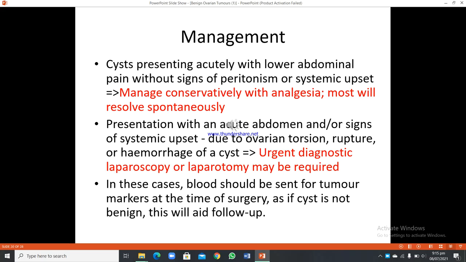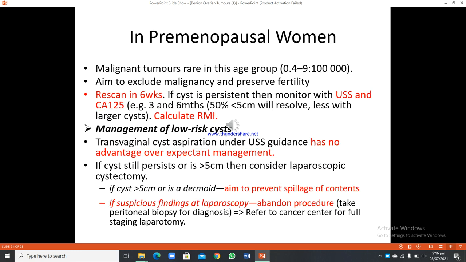Management: a cyst presenting acutely with lower abdominal pain without signs of peritonism or systemic upset is managed conservatively with analgesia. Most will spontaneously resolve. Presentation with an acute abdomen and/or signs of systemic upset due to ovarian torsion, rupture, or hemorrhage of a cyst means urgent diagnostic laparoscopy or laparotomy may be required. In these cases, blood should be sent for tumor markers at the time of surgery, as if the cyst is not benign, this will aid follow-up.